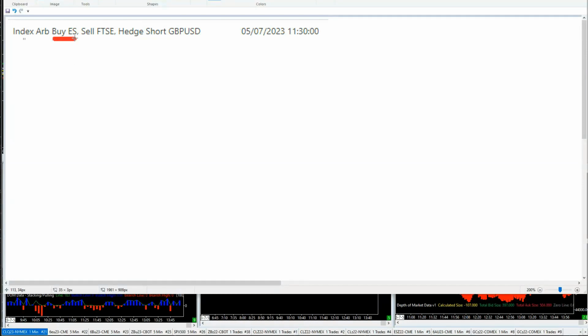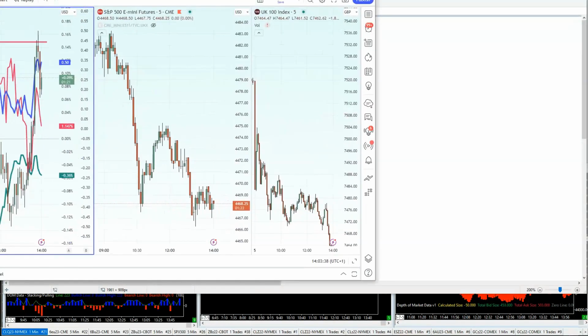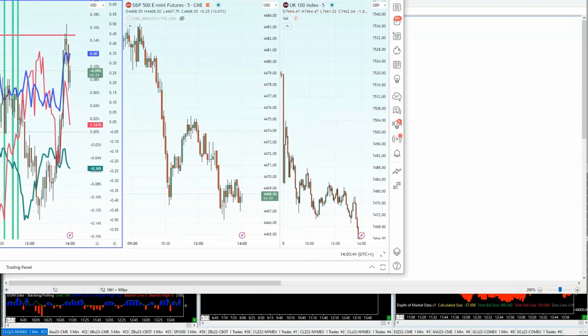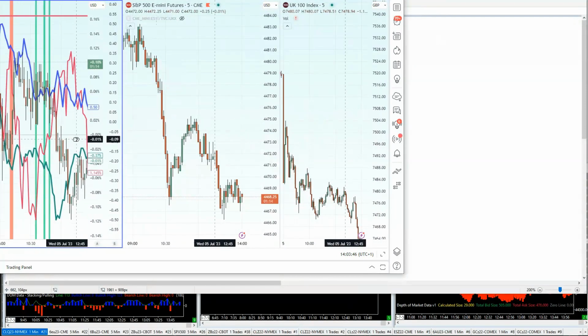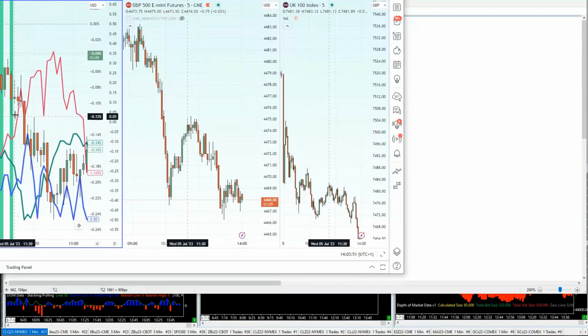So we're going to be buying the S&P, we're selling the FTSE, and we're shorting the pound dollar. The time we're doing this is 11:30 on the dot. So we're doing this at 11:30 today. So obviously that's going to be the 11:25 candle on a 5-minute chart. So the 11:25 candle is this green candle here. There it is there.